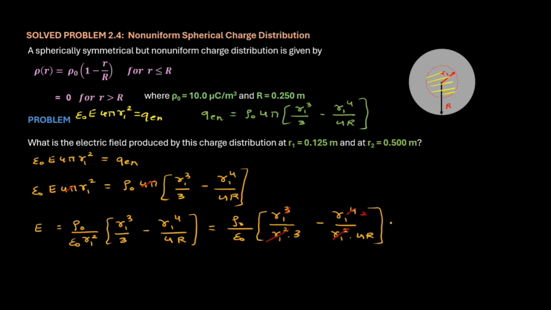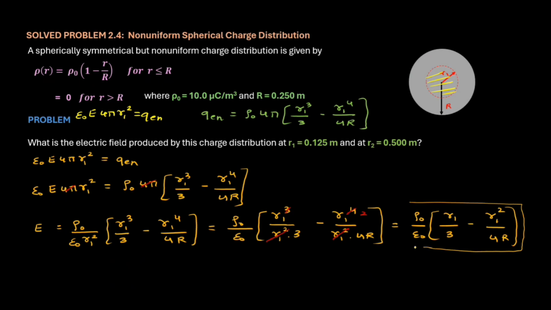So we write for E to be equal to rho naught over epsilon naught (R1 over 3 minus R1 squared over 4R). So this is the magnitude of electric field intensity at a distance R1 within the sphere.